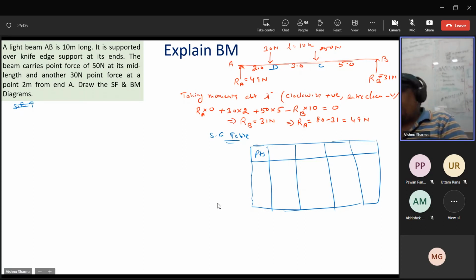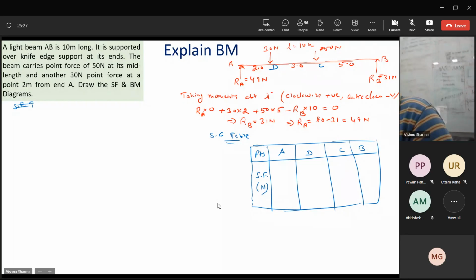We agreed we'll go from left to right so that upward forces become positive and downward become negative. That is the only reason we agreed yesterday. So if we go from left to right, the points are A, D, C, and B. Here we'll have the shearing force. Here I'll put the units of the force. Wherever there are point forces, at A, yes, there is a point force. At D, there is a point force. At C, there is a point force. At B, there is a point force. So we divide all these cells because they all have the point forces.